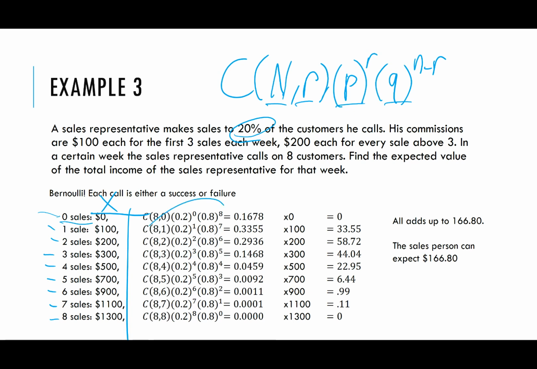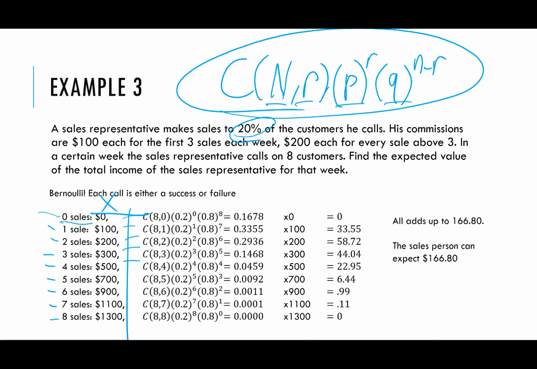So again, all of these are just variations of this formula, but obviously they're different depending on whether you make 0 sales, 1, 2, 3, 4, however many sales you make. And you let the calculator do the math, and then these are your probabilities. So if you made a table, these are your x values in that table, and those are the probabilities in that table. So if you want to find the expected value, you multiply them together.